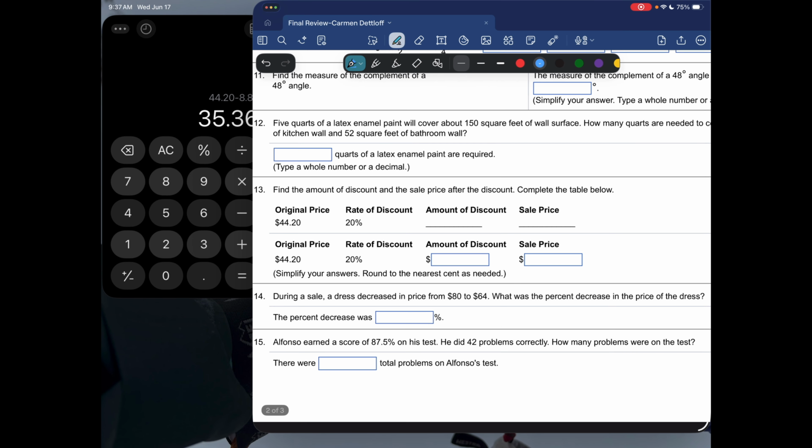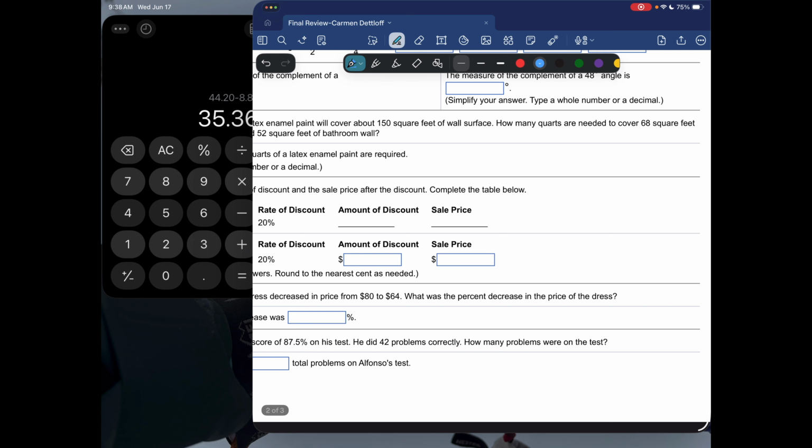Okay, number 14. During a sale, a dress decreased in price from 80 to 64. What was the percent decrease of the price? Okay, for percent decrease, we have the decrease or increase, but this time it's decrease over original. So we need to figure out what our decrease was. I started at $80 and I went down to 64. So I have a decrease of 16. And it's going to be times 100 because it's a percent.